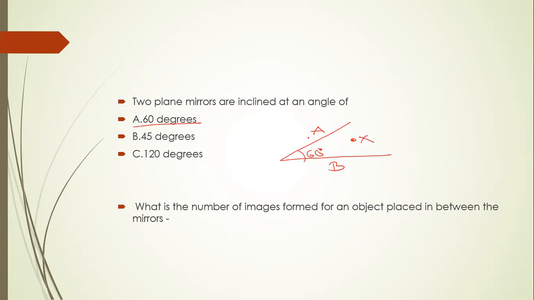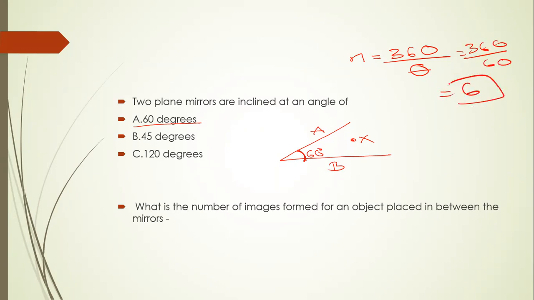Now, how many images are we going to see? So the number of images formed, which is n, will simply be 360 divided by theta, where theta is the angle between the two plane mirrors. So here the angle is 60. So we have 360 divided by 60, which is 6.